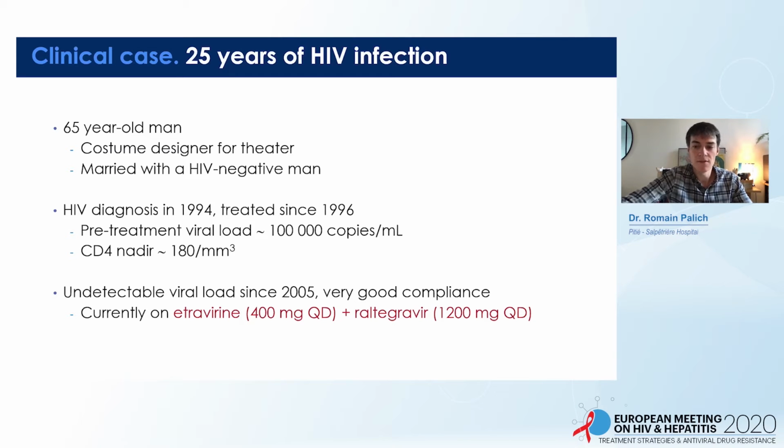Before the beginning of the treatment, his HIV viral load was approximately 100,000 copies per ml and his CD4 nadir was 180. He had never presented an opportunistic infection. He is currently on etravirine plus raltegravir once daily and his HIV viral load is undetectable.